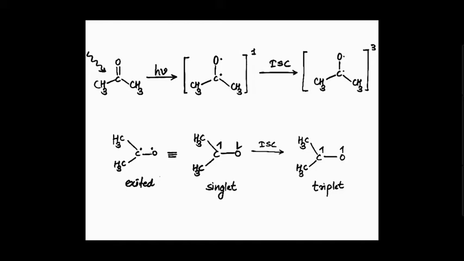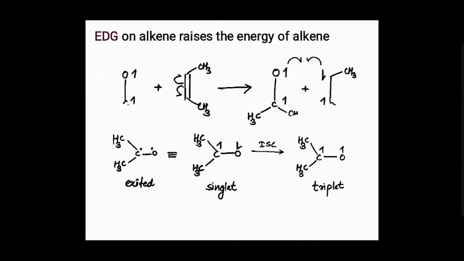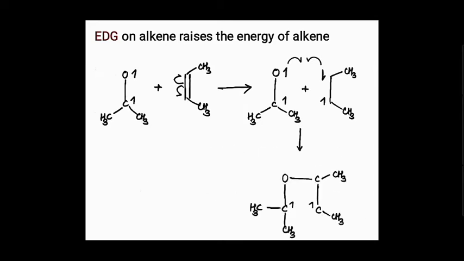Now after addition of the excited carbonyl to the alkene, there are two possibilities. If the alkene contains electron donating groups, meaning a substituted alkene, then the product will be different. If there is an electron withdrawing group, then the product will also be different. Let's first see what the reaction actually is.